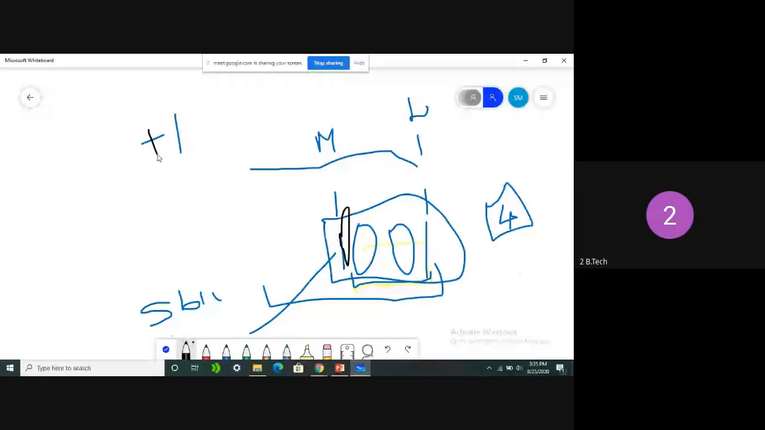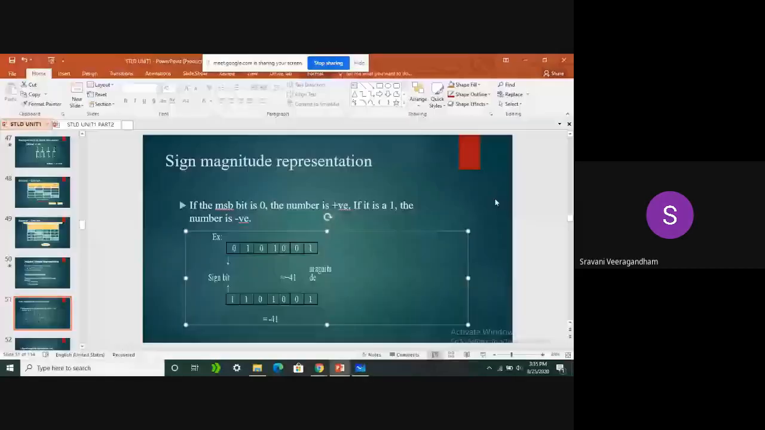And one more. See here in the PPT, how to represent 41. If you forget about the sign bit, both values are representing 41. But in the sign bit, in the second column, one is there. So it is a -41. Are you able to see the screen?